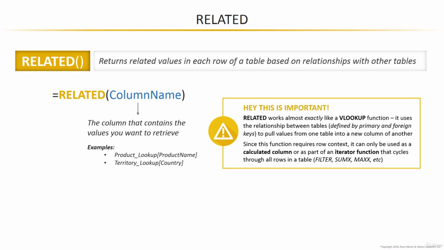One other note about RELATED, this function does require row context because it needs to pull the correct value for each row of the table. So you'll only see RELATED being used either as a calculated column, which I'm going to show you now, or as part of an iterator function that's designed to cycle through tables row by row. Things like FILTER, SUMX, MAXX, etc.